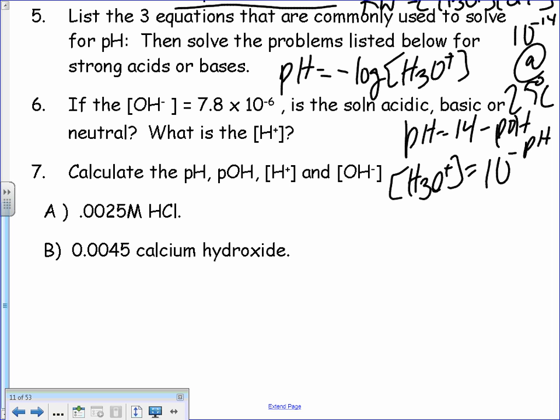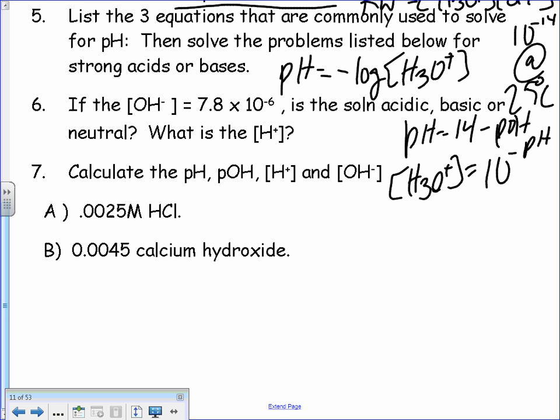Why? It's basic. It's definitely basic, but why, Clayton? Because it's bigger than 10 to the negative 7th. So the hydroxide concentration is bigger than 1 times 10 to the negative 7th, which means that there's a surplus of hydroxides versus hydronium.